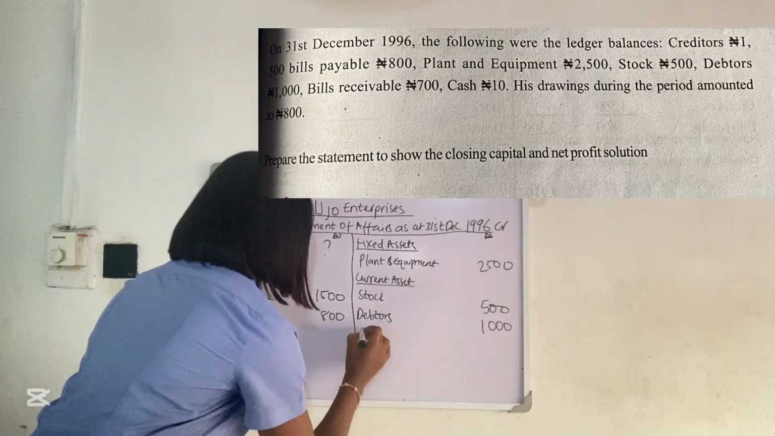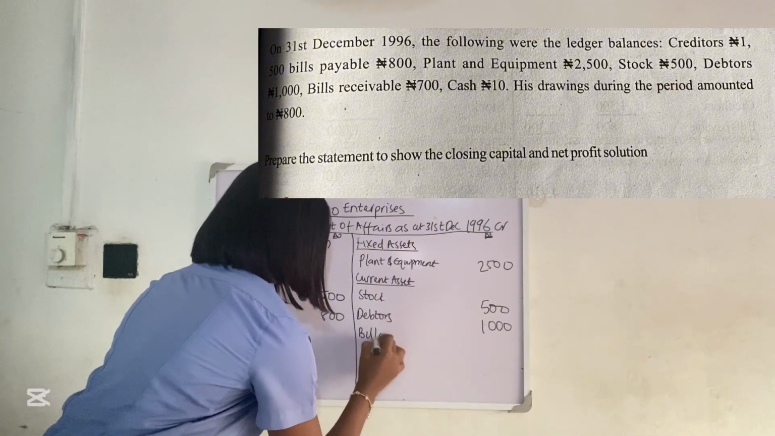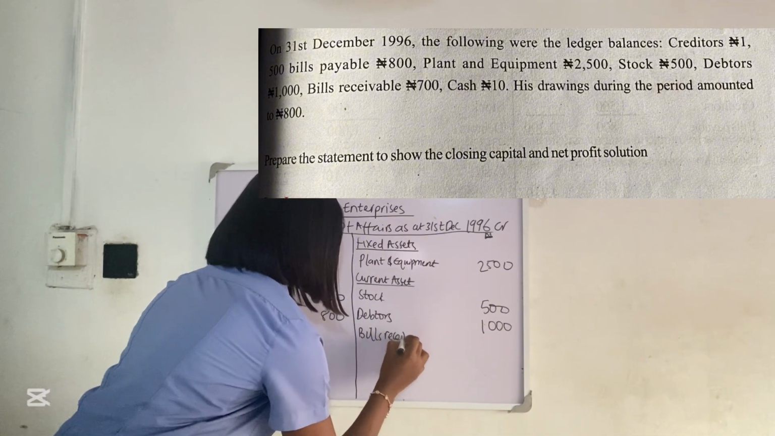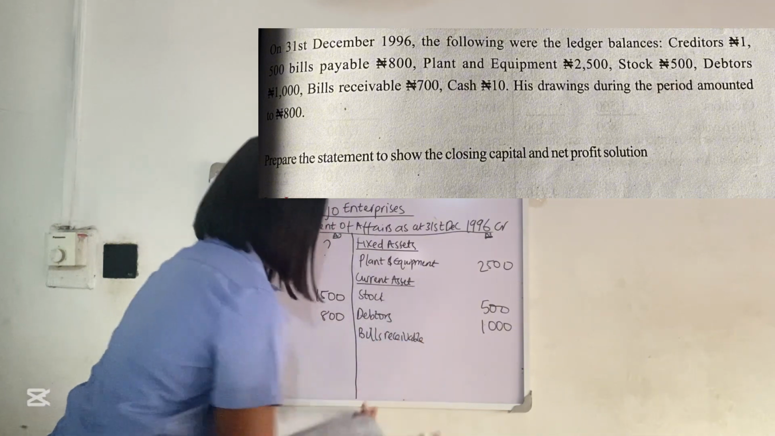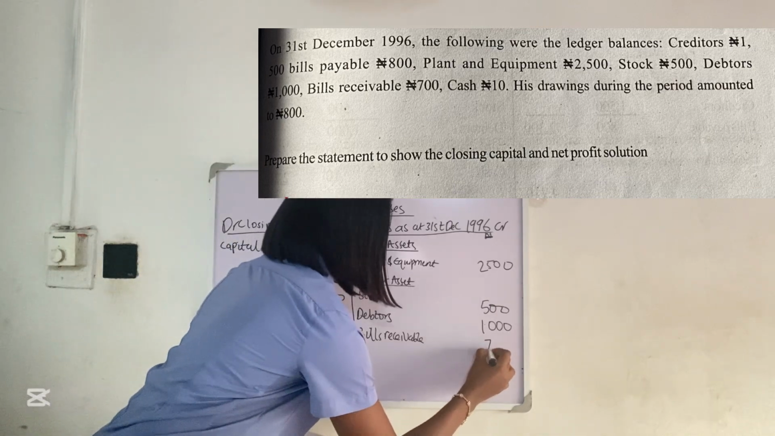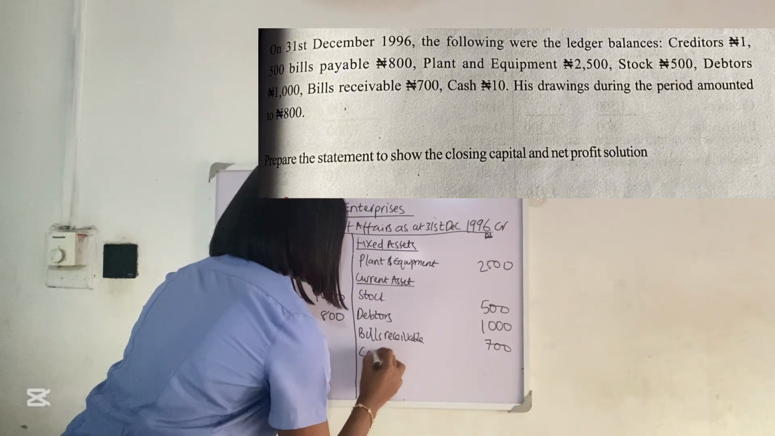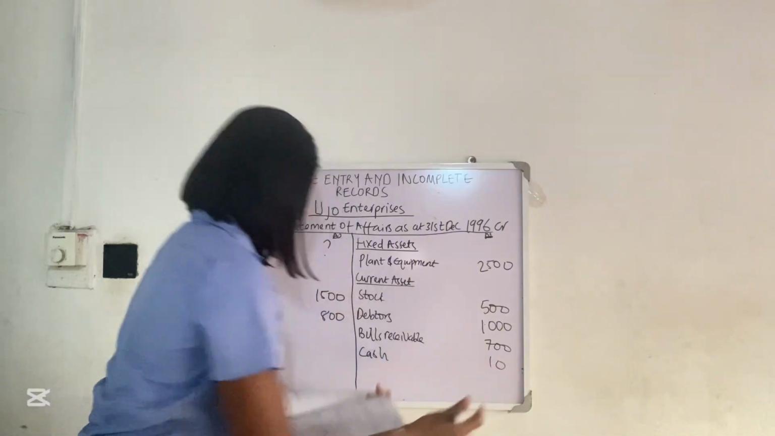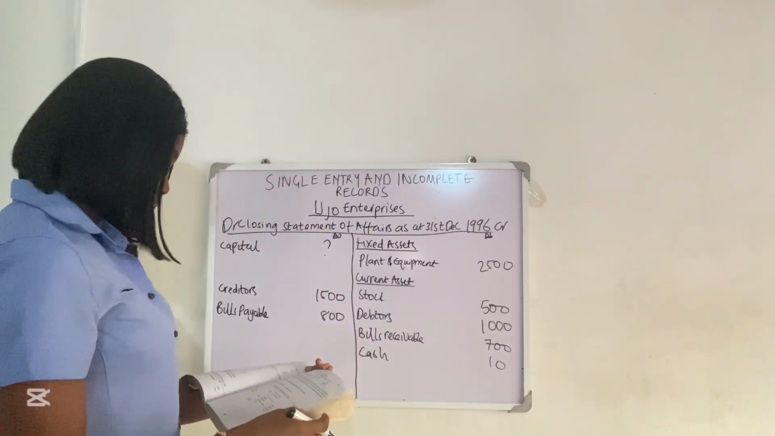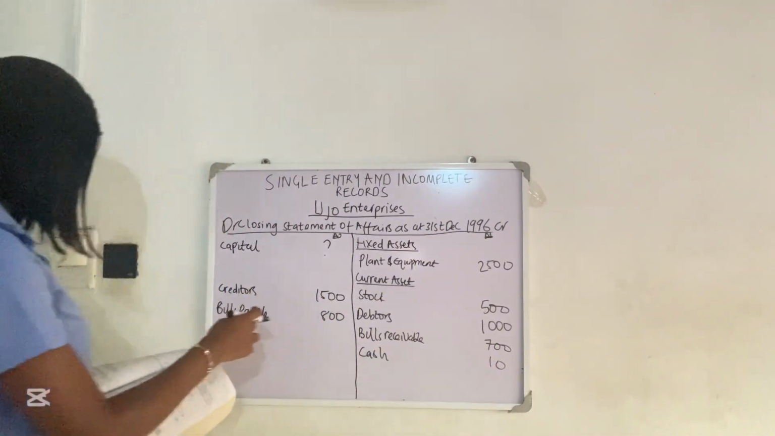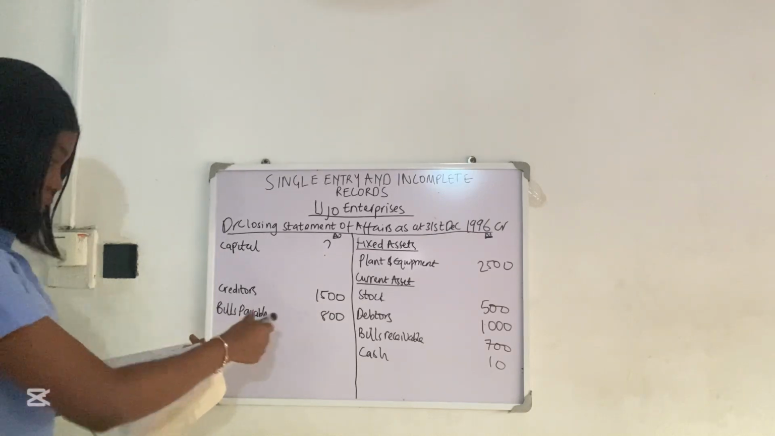Bills receivable 700. Cash 10. Yeah, cash is 10. Then we are done with this. So now what's the total?